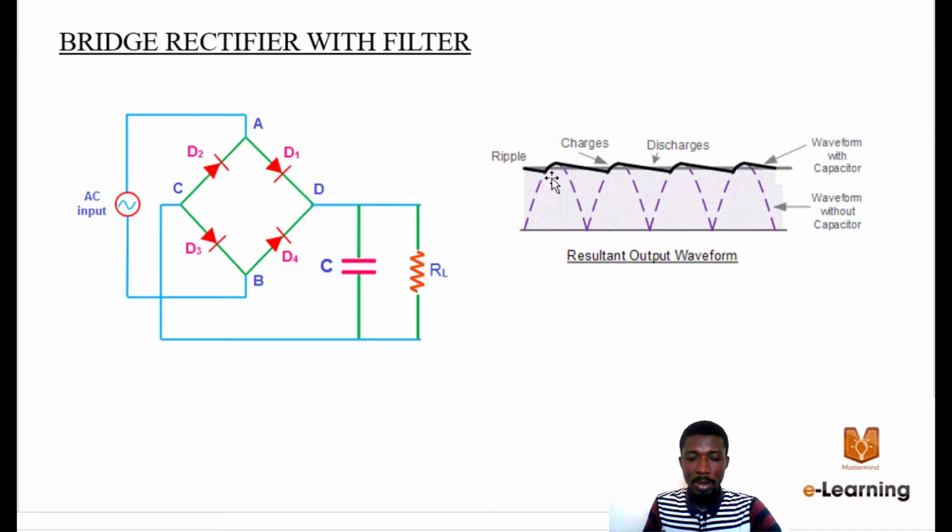This is the waveform when a capacitor is used to filter it. Now, this is the waveform without the capacitor. You can see the ripples in it, but now the ripples have been very much suppressed.